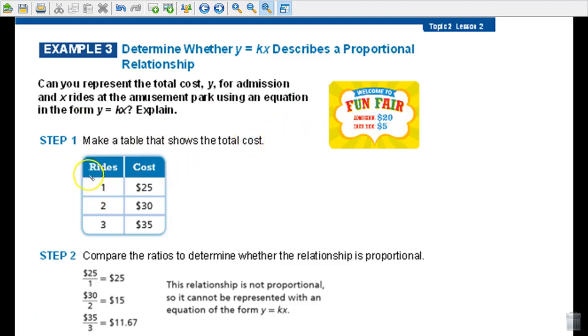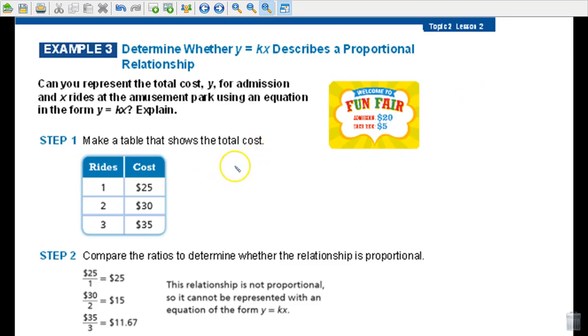So admission is $20 and each ride is $5. So you have to pay $20 to get in, plus $5 for one ride, $20 to get in, plus $10 for two rides, and then $15 for three rides, plus the $20 to get in. So since this did not start at zero, it is automatically not going to be proportional, because for it to be a proportion, it has to run through zero.